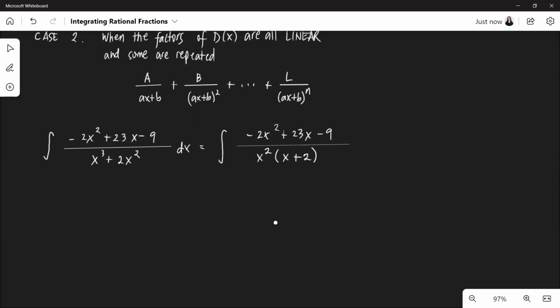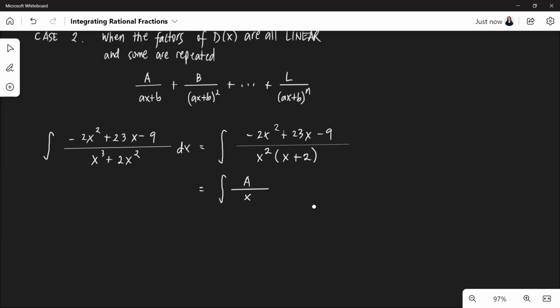So x here is a linear factor, although there's no constant term, but of course b can be 0, right? So we can just have x for a linear factor. So it's being repeated. So meaning we need two partial fractions for the x squared and another partial fraction for the x plus 2. So this would be equal to an a where we need to compute for its value.